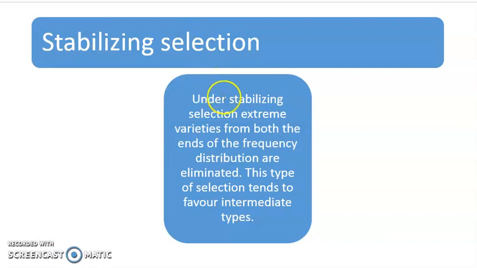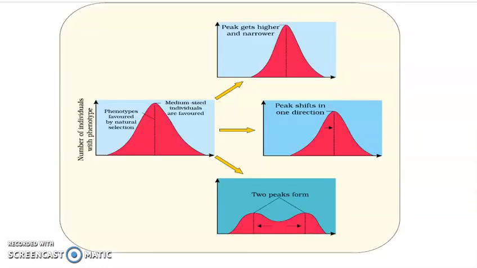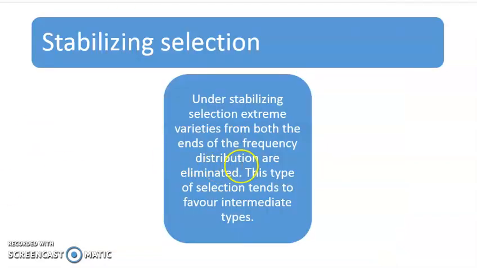Now moving ahead, first we'll talk about stabilizing selection. Under stabilizing selection, extreme varieties from both the ends of the frequency distribution are eliminated. This is the frequency distribution of different alleles, or you can say different individuals or phenotypes, right? So the extreme varieties from both ends are eliminated, and the intermediate form is selected, okay?